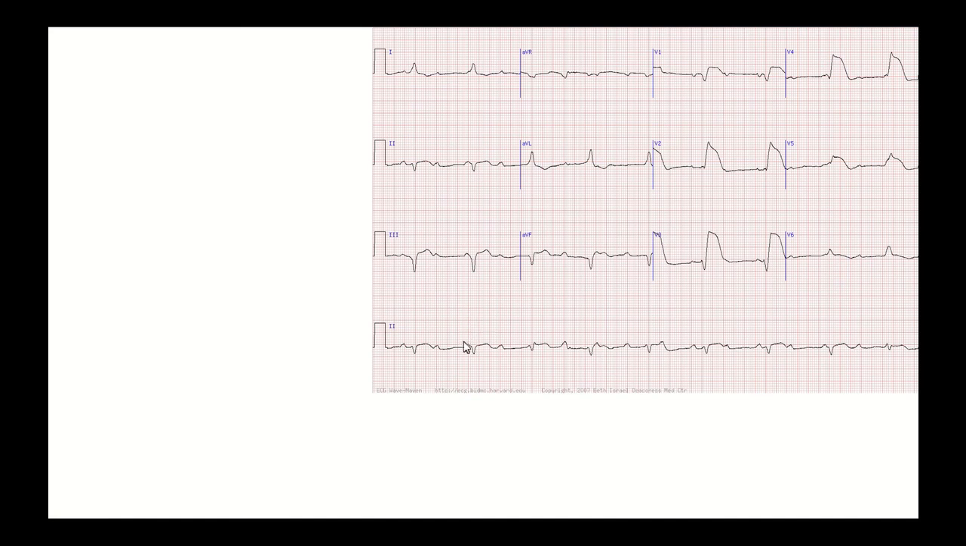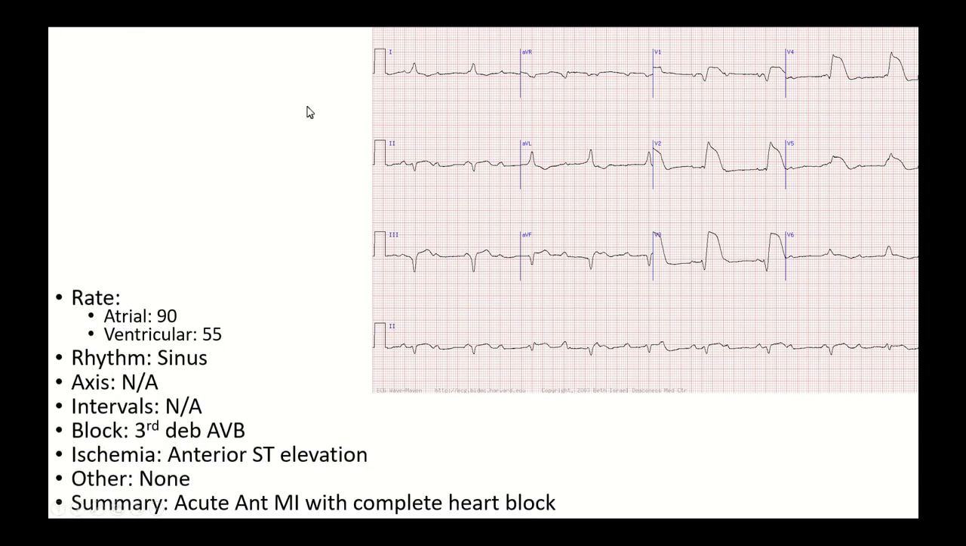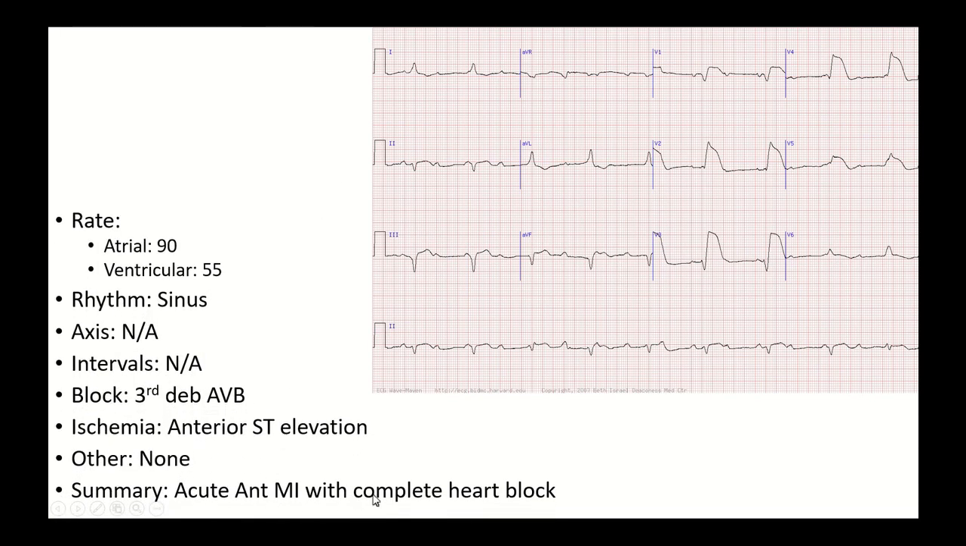This person is probably going to be in the ICU for that period of time anyway, depending on how well they're doing clinically otherwise. And then if the AV node recovers, then you'll be able to see that. You can set the pacer such that the native conduction is preferentially seen. And if it recovers, then you don't need to do anything. If it doesn't recover, this person may also need a pacemaker in addition to a stent. So, anterior MI with complete heart block.